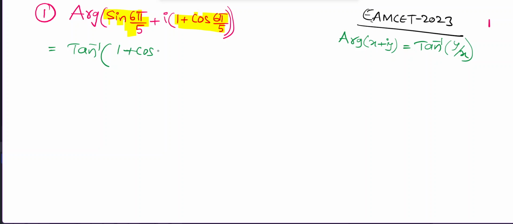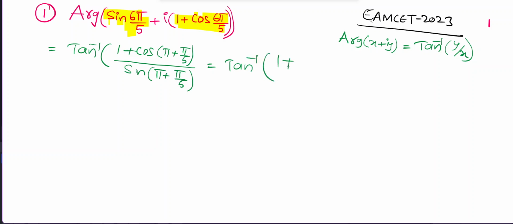The 6π/5 is written as π + π/5 in both the real part and the imaginary part. So that is tan inverse of (1 + cos(π + π/5)) by sin(π + π/5). This is the third quadrant, so the value is minus cos π/5 by minus sin π/5.